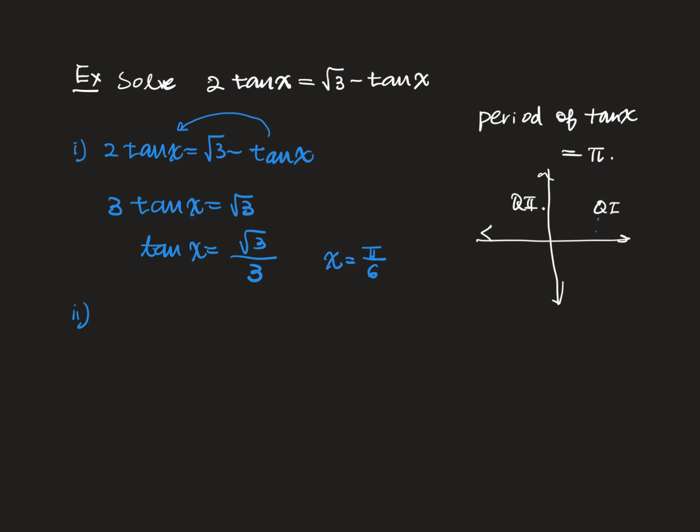Second, the period of tangent is pi, so we add n pi to pi over 6. n is an integer, because the period is pi, not 2 pi. That's the answer of this equation.